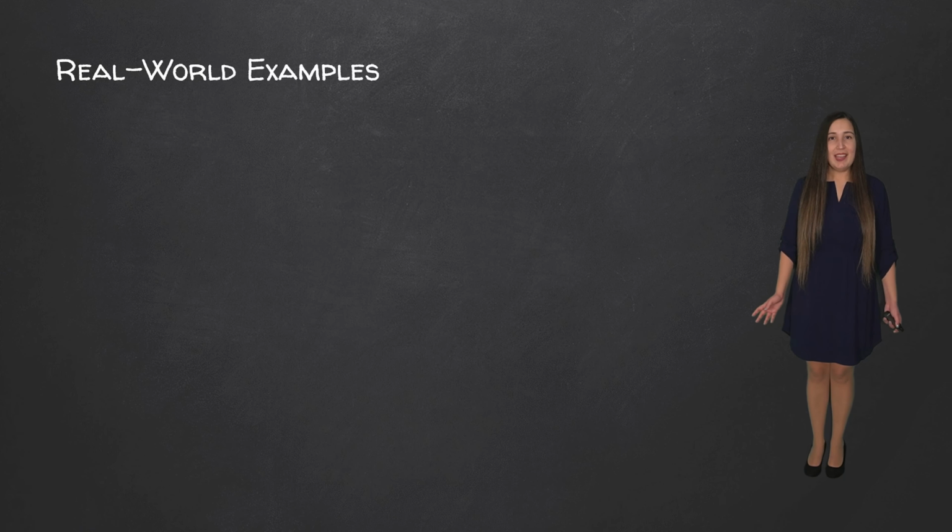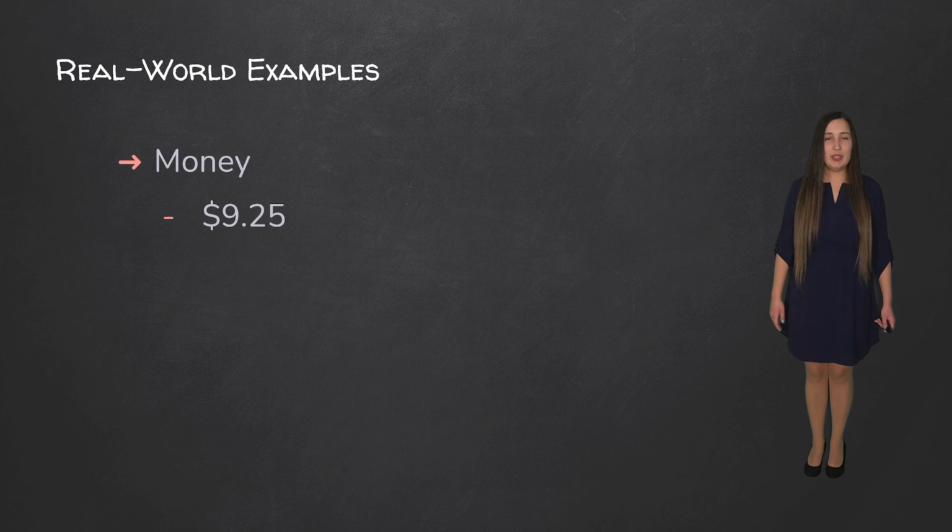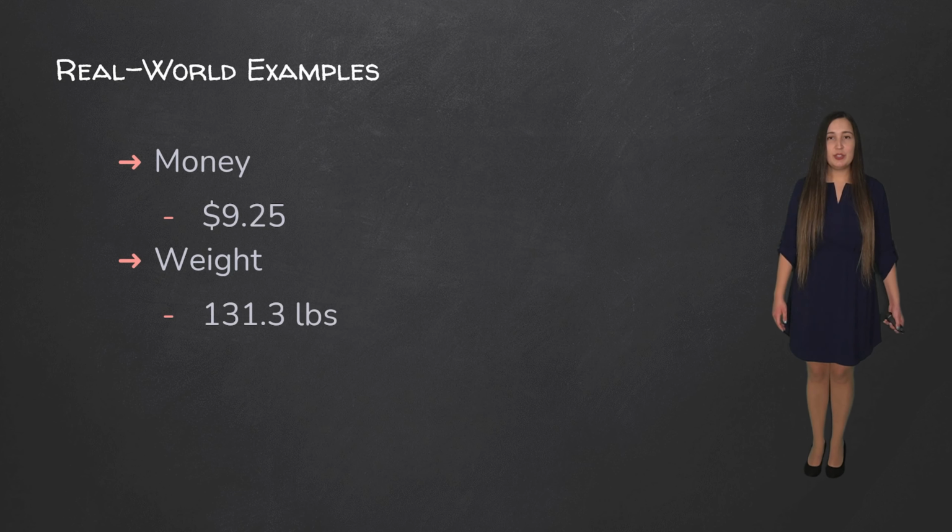All right? And some real-world examples of decimals include money. And then, we could write this out as 9.25, so $9.25, or there are an infinite number of examples that we could do using money. All right, weight is another example. For example, someone could weigh 131 pounds and 3/10 of a pound. And then another example would be length. We could have 1.5 feet.